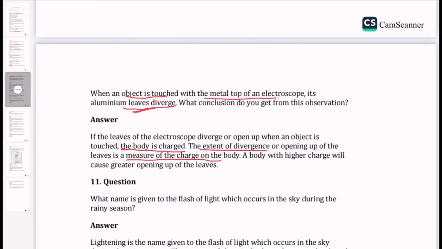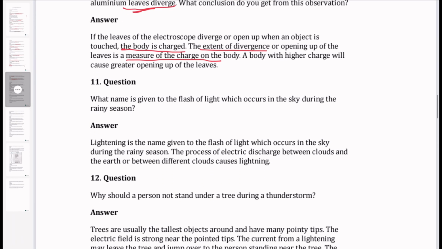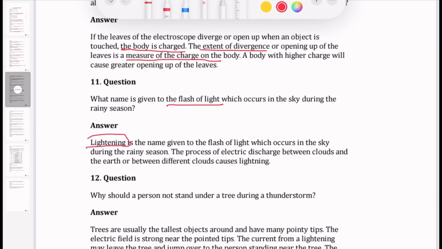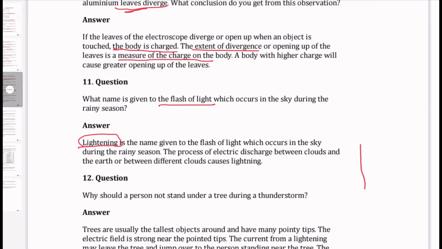What name is given to the flash of light which occurs in the sky during the rainy season? The flash of light is nothing but lightning. Why should a person not stand under a tree during a thunderstorm?